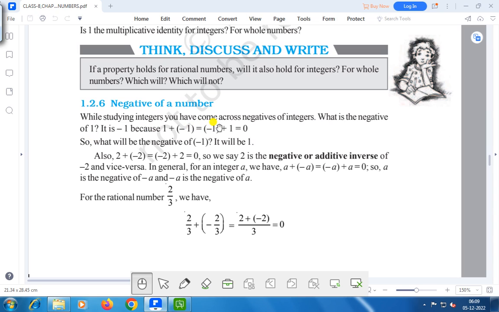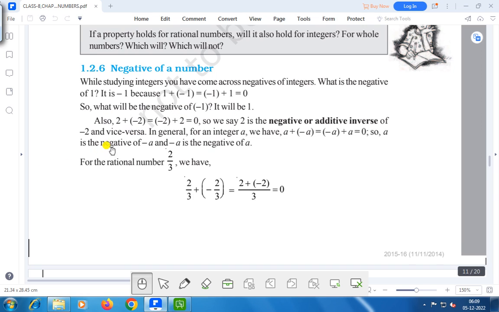Negative of a number. For studying integers, we have come across negatives of integers. What is the negative of 1? It is minus 1, because 1 plus minus 1 is equal to 0. So what is the negative of minus 1? It will be 1. That is, 2 plus minus 2 is equal to 0. So we say that 2 is the negative or additive inverse of minus 2, and vice versa. In general, for integer a, we have a plus minus a or minus a plus a equal to 0. So a is the negative of minus a and minus a is the negative of a, or you can say additive inverse.